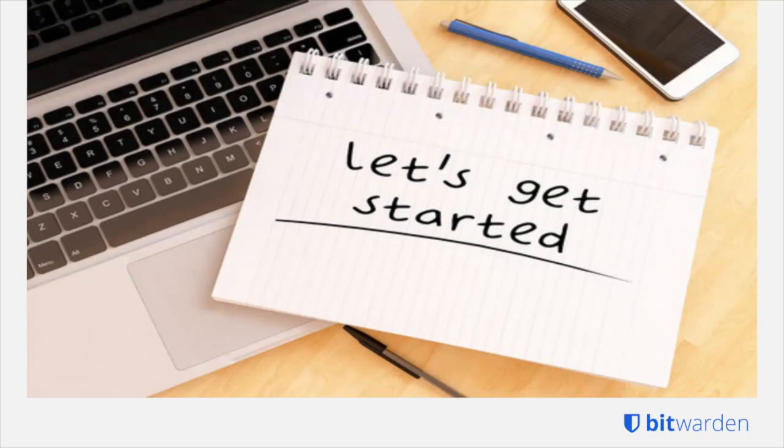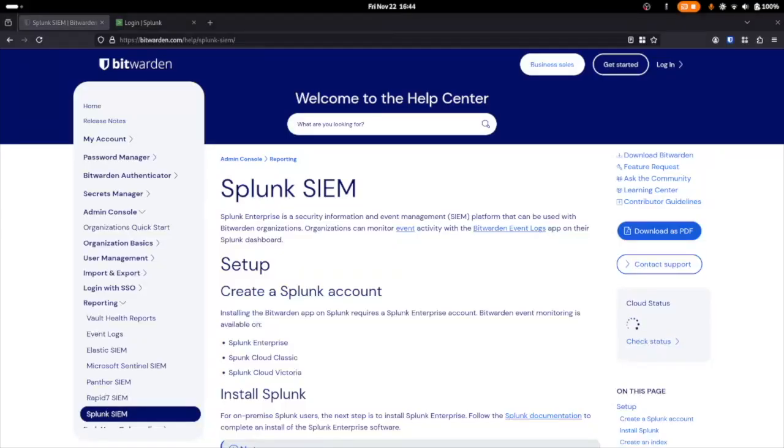Without further ado, let's jump into what you need to get started with the integration. First, you'll need a Bitwarden Enterprise or Team subscription. Those event logs are a feature of the business plans. Second, we'll be using a Splunk Cloud trial account today. If you want to follow along, you can sign up for one on Splunk's website. Finally, make sure that you have admin access to both Bitwarden and Splunk. With that out of the way, let's begin.